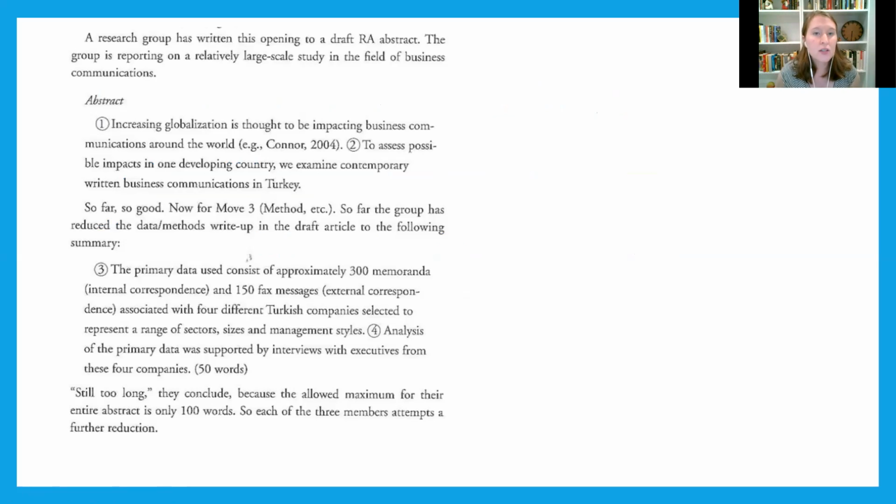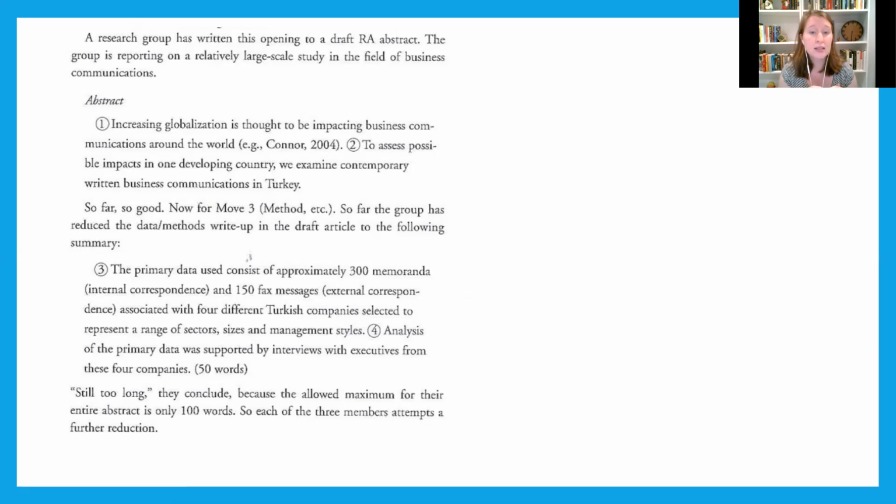So we have sentences 1 and 2 here, which we can read. Increasing globalization is thought to be impacting business communications around the world. Notice that this abstract does have a citation in it. To assess possible impacts in one developing country, we examine contemporary written business communications in Turkey. So here in sentences 1 and 2, we have our background information and we have the purpose of what this present research was about.